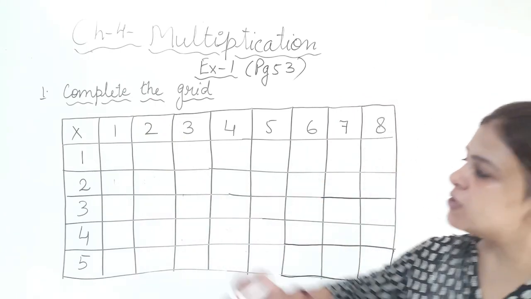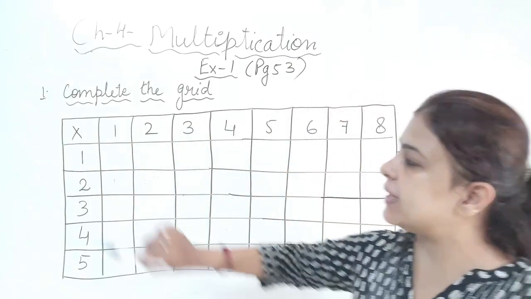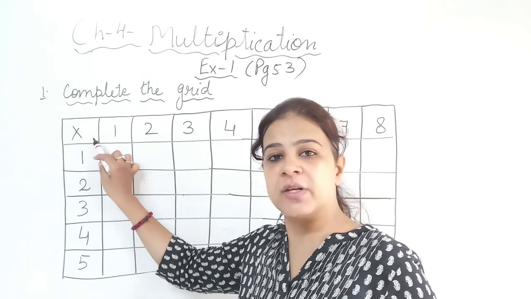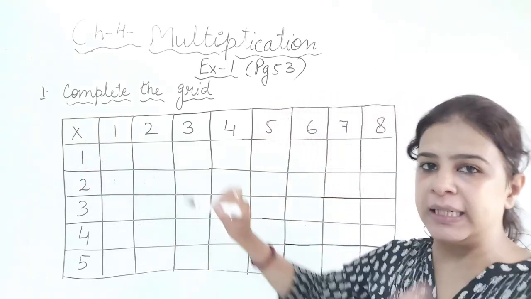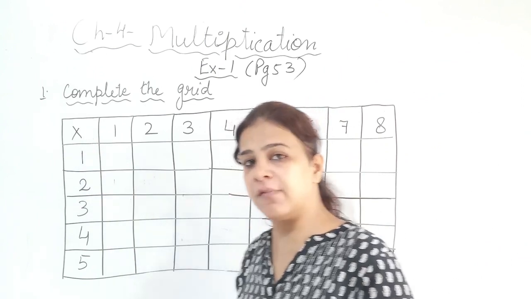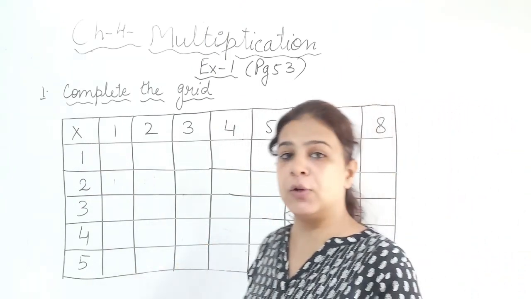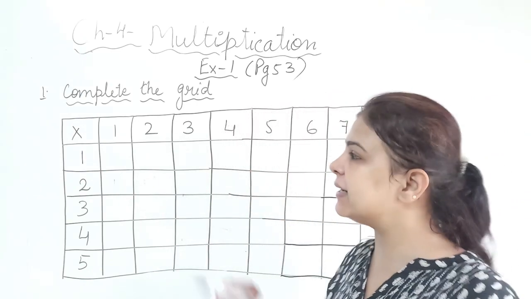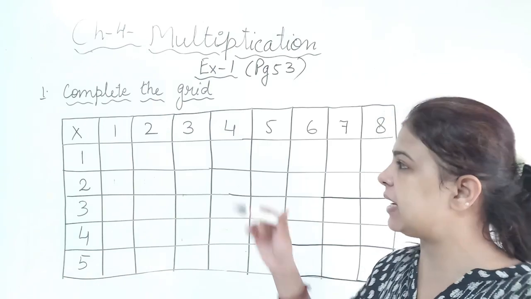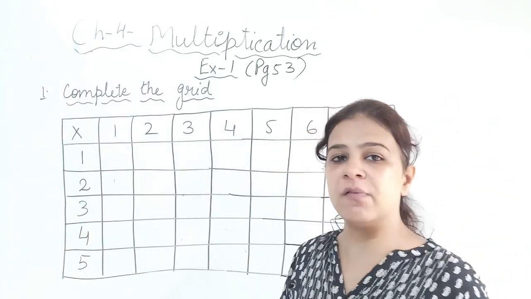Now see children, before doing this, we can see the first thing over here. What is the first thing? Which sign is it? It is multiplication. So in this multiplication sign, we can find out what we are supposed to do in this grid. We will do the multiplication. This multiplication sign is common, but we cannot put it every time. This is the common one.